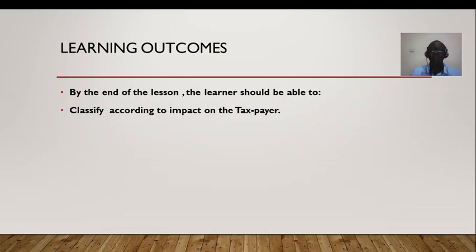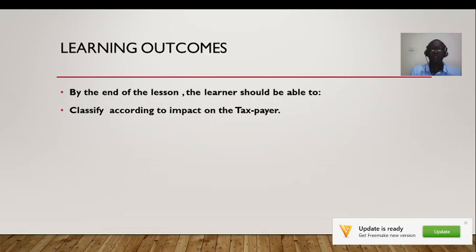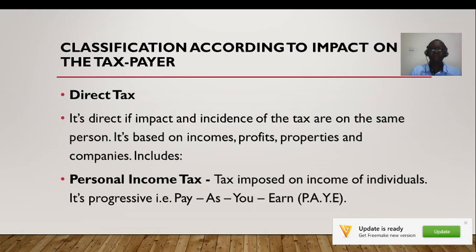Hello and welcome. This is the third lesson on public finance. Today, our learning outcome is that by the end of the lesson, the learner should be able to classify tax according to the impact on the taxpayer. The first classification is according to the impact on the taxpayer, and the first type of tax is called direct tax.